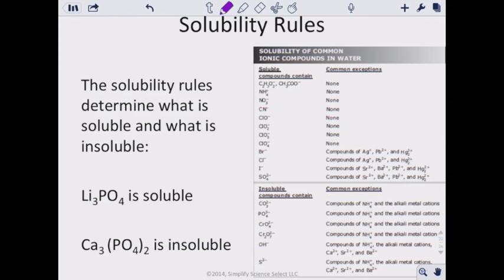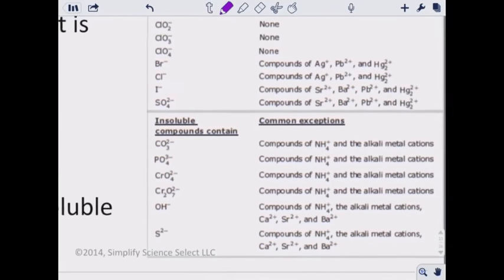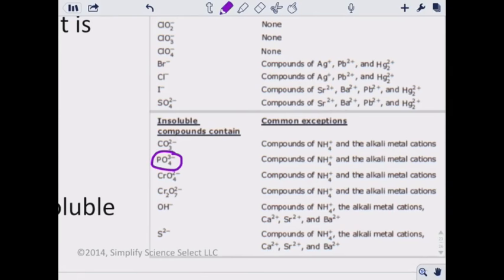So what we have to do is look at the solubility rules. The solubility rules determine what is soluble and what is insoluble. So in this case, when we look at lithium phosphate, we look over here and we can see that phosphate is right here, since lithium is bonded to it. That means it's in the insoluble list, so it's not soluble, it doesn't dissolve.